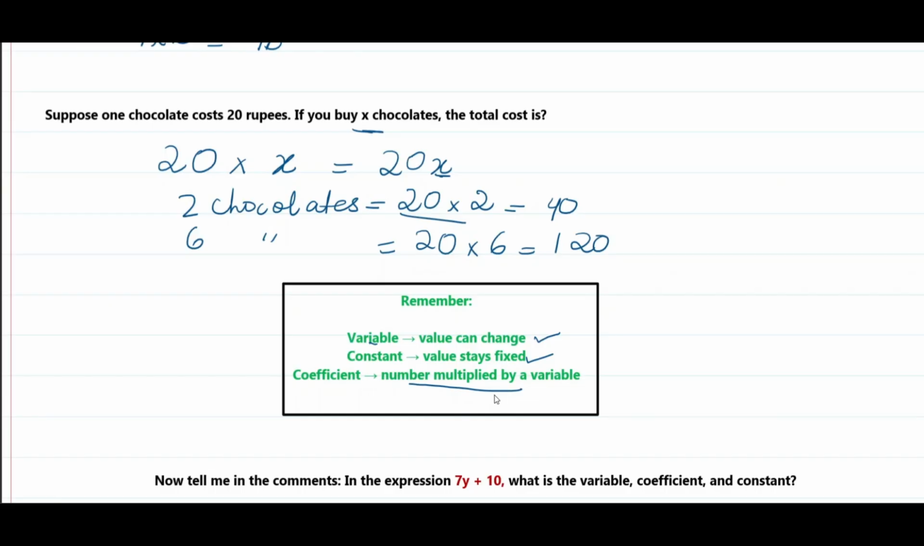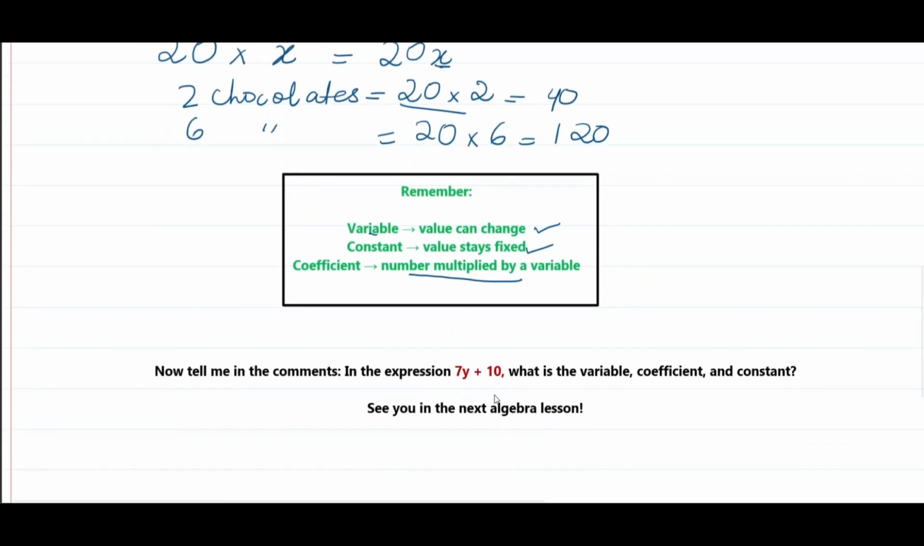So now you tell me in the comments, in the expression 7y plus 10, what is the variable, what is the coefficient, and what is the constant.